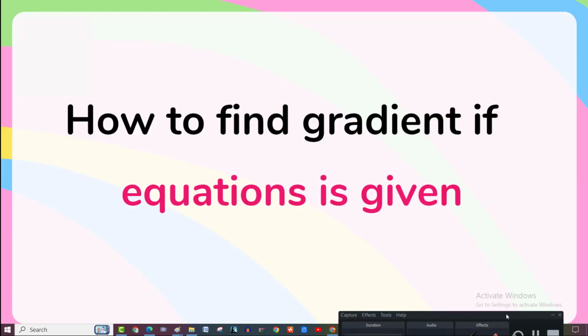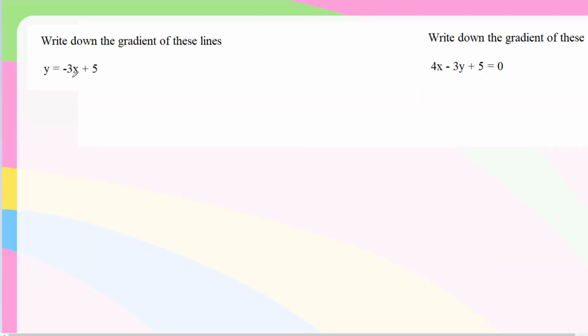Next, they will also ask you to find the gradient if they are giving equations. How will you proceed with that? Let's see with this example. Write down the gradient of these lines: y equal to minus 3x plus 5. And they will also give you an equation like this, 4x minus 3y plus 5 equal to 0.